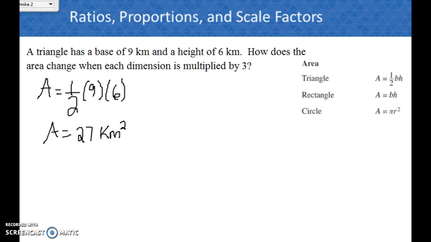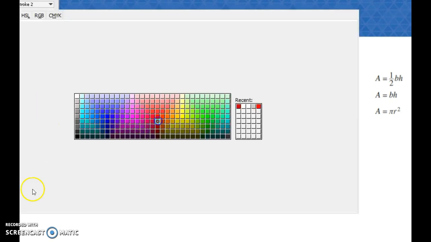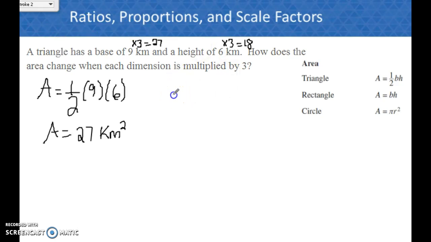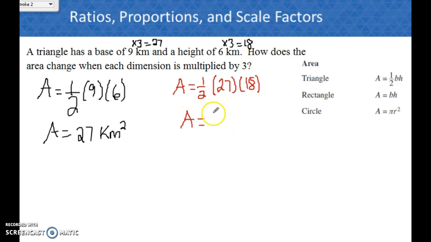Now we want to know what happens when we multiply our dimensions by 3. So if I multiply 9 by 3, it's going to be 27. And if I multiply 6 by 3, it's going to become 18. So now I want to find the area using those new dimensions. So 1/2 base times height. And then we can multiply it in our calculator or in our brain. Either one will work. 1/2 of 18 is 9, and 9 times 27 is 243.